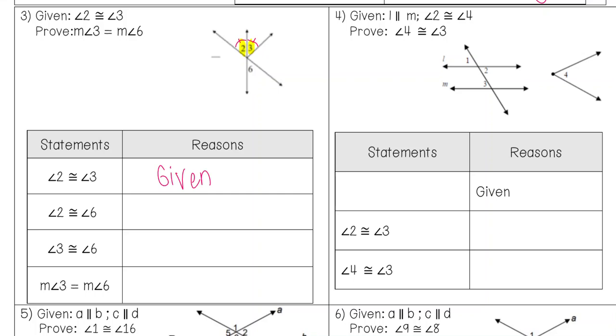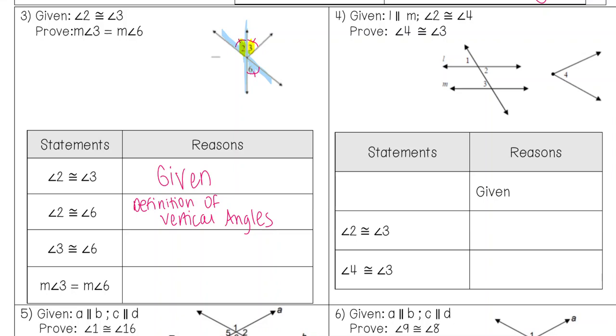When I look down at the next line, I can see that instead of saying 2 is congruent to 3, I'm now saying angle 2 is congruent to angle 6. So looking back up at my diagram, 2 and 6 are right here. They are angles that are sharing a vertex. They are across from one another on those intersecting lines. And so we can make the claim that they are congruent based on the definition of vertical angles. Remember that when angles share that vertex, they are considered vertical and they must be congruent. So we're using that definition to make that statement.